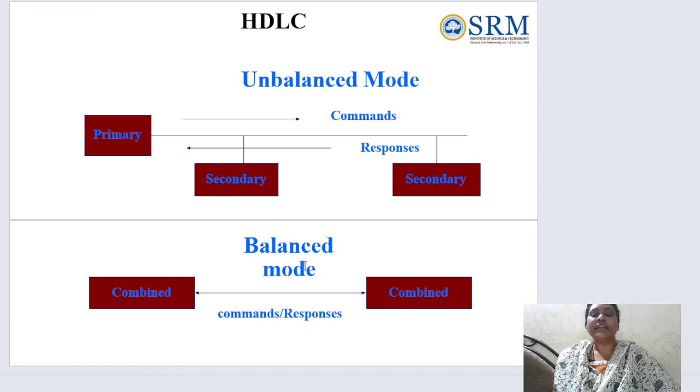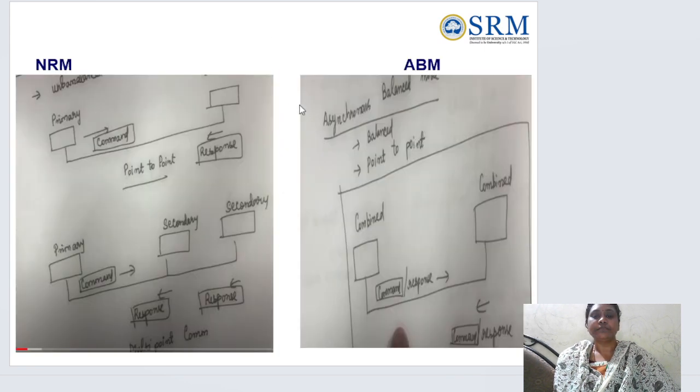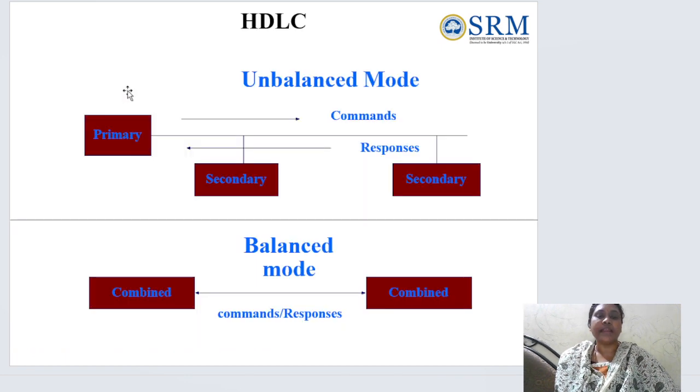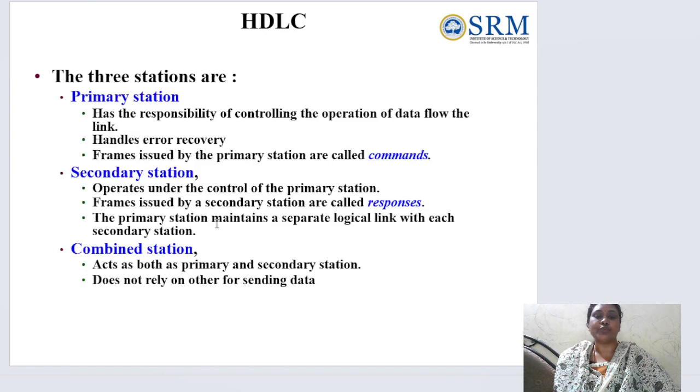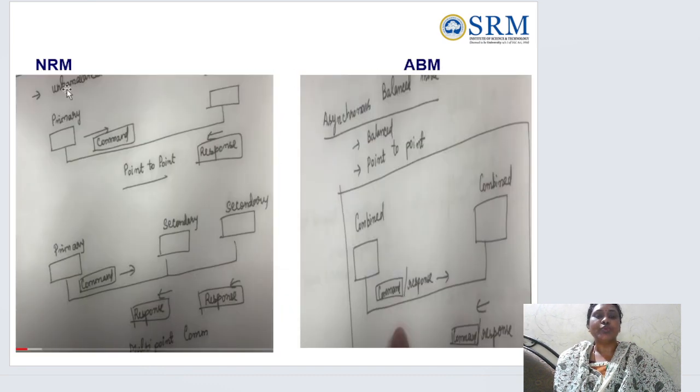Okay, so that looks like a balanced mode. There are two kinds of modes that can be applied to the HDLC stations, so we are going to see them briefly. The first one is NRM, the normal response mode, and then ABM, the asynchronous balanced mode. So the first one, NRM.